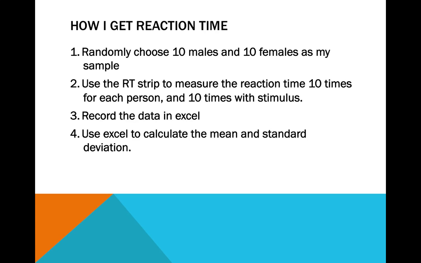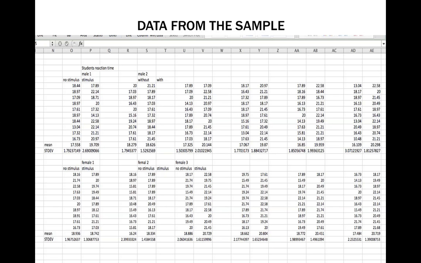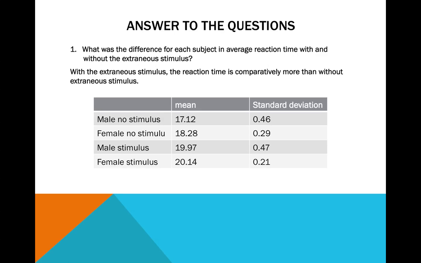The third step is to record the data in the Excel. And fourth is to use the Excel to calculate the mean and standard deviation. So here is the data I got from the sample. The data above is the males, and the data below is the females. I calculate the mean of each person, and this is the standard deviation for each person, the same as the females. This is just part of it because I just take a picture of it. And this is the answer to the questions.